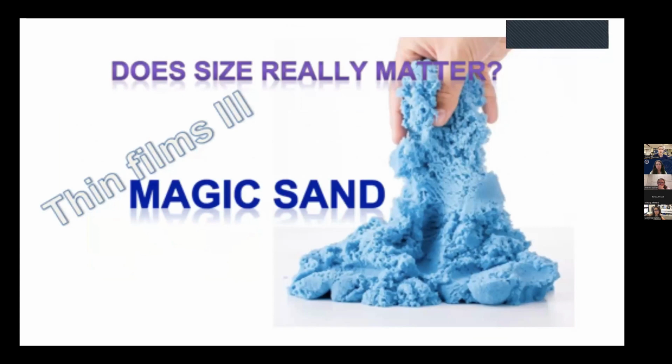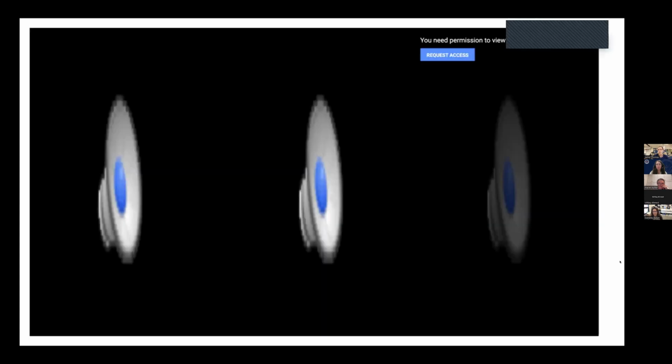Then we could tie that in also, okay, so size does matter, and there's an interaction between structural size and thickness with light, but well, what about thin films with regard to some other properties of matter? What about something like magic sand? So not necessarily how it affects light or light interactions, but hydrophobic, hydrophilic interactions.